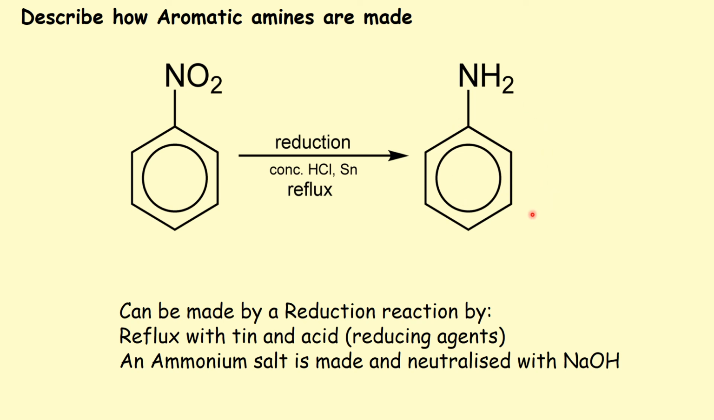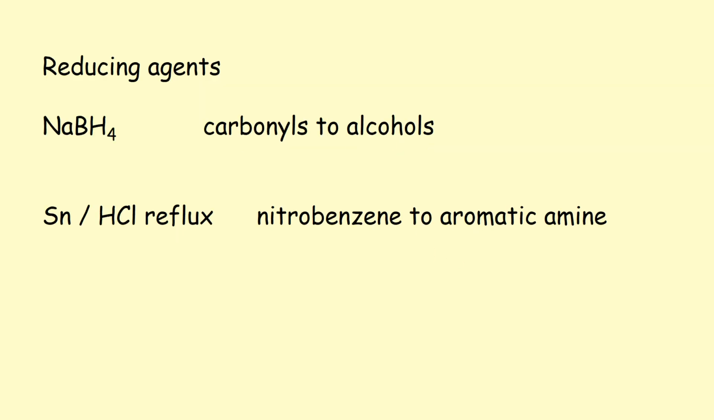And we are going to learn about a second type of reduction method. You have learnt about NaBH4 in the previous chapter. We are now going to look at a second reduction method used specifically for this, which is tin, Sn is tin, and hydrochloric acid under reflux. So tin and acid are used in reflux to make the ammonium salt, which is then neutralized with sodium hydroxide to make the phenylamine. There's a quick revision slide next.